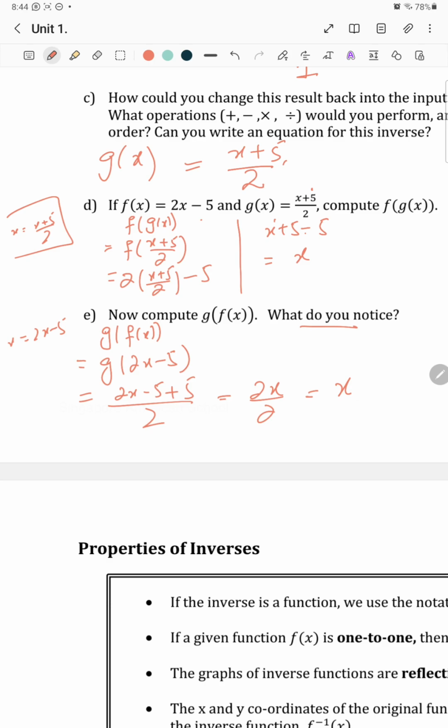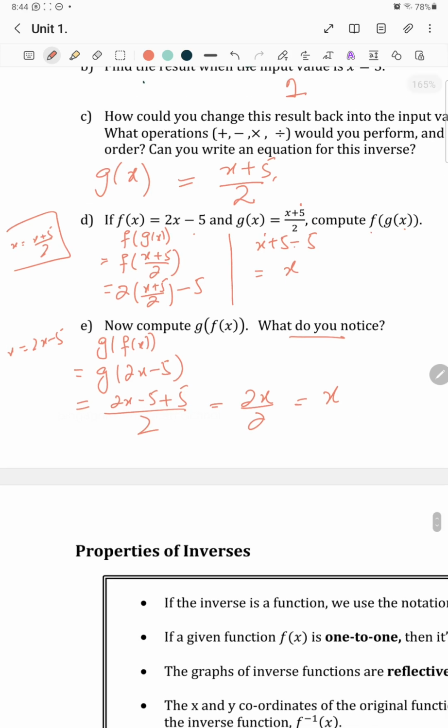So what do you notice? That f(g(x)) is equal to g(f(x)).